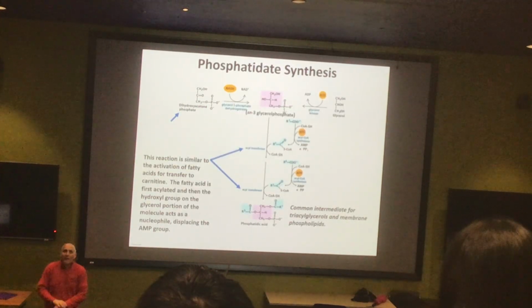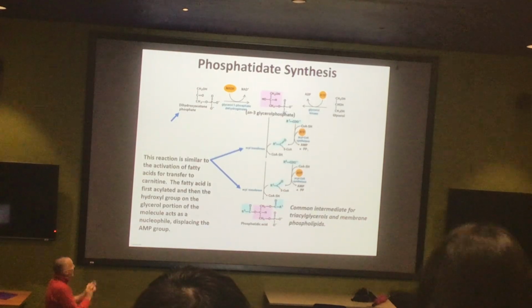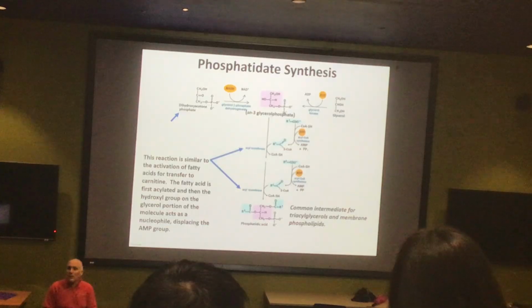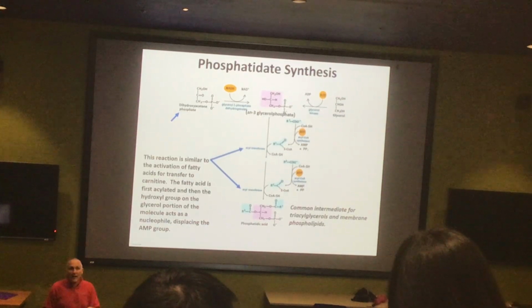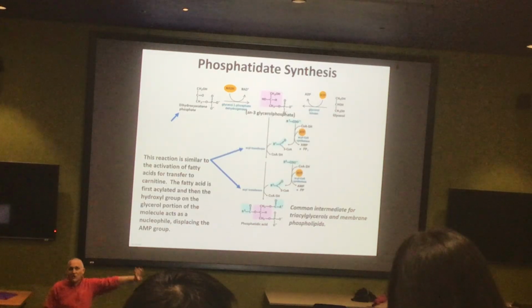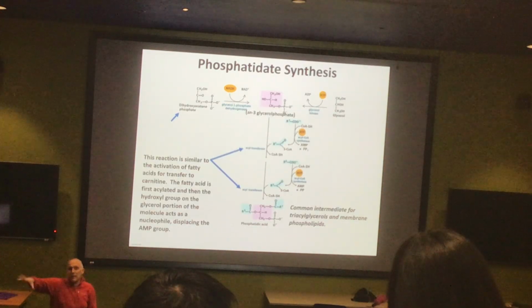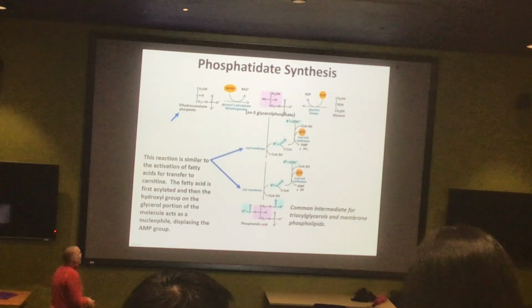Let's make something out of fatty acids now. The common precursor of the two major molecules that we are going to make is phosphatidyl. Phosphatidyl is the common precursor for the triacylglycerols, how you're going to store it, and for your membrane lipids, or at least your membrane phospholipids. So we should see where the phosphatidyl comes from.